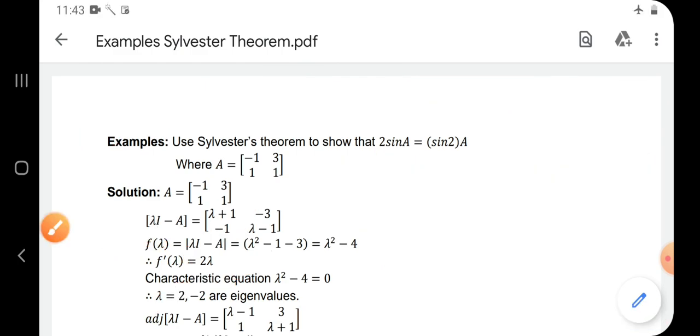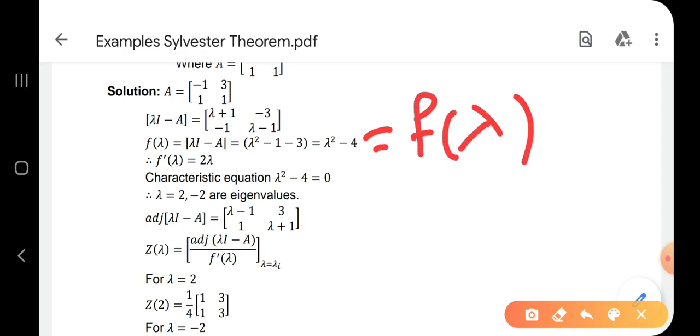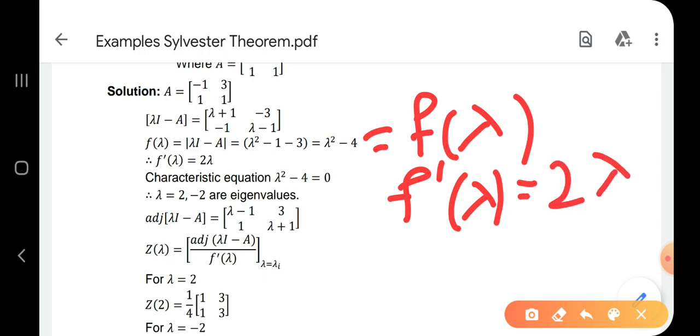Understood? Okay. Now here, lambda square minus 4, call this f of lambda. We get two eigenvalues, 2 and minus 2, no problem. But call this f of lambda, and from this find f dash of lambda. What is the value of f dash of lambda? It is 2 lambda. Correct?